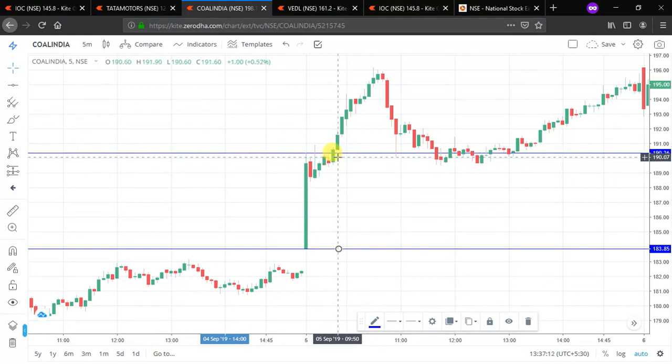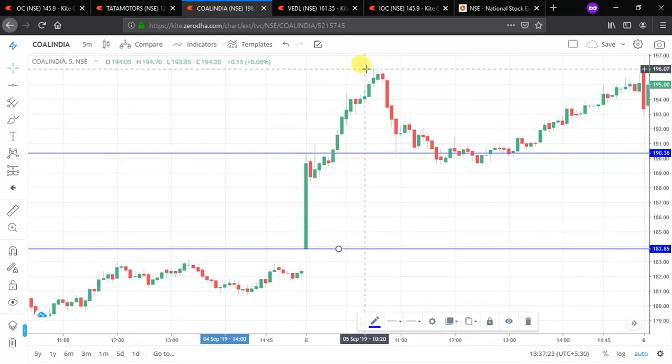The safe traders enter here at 9:50, after this candle is formed and closed above this level, and they've got a very good profit. The candlestick has gone up to a very great extent. So this is one example, and yes, it works well. I'll tell you the risk behind it also.